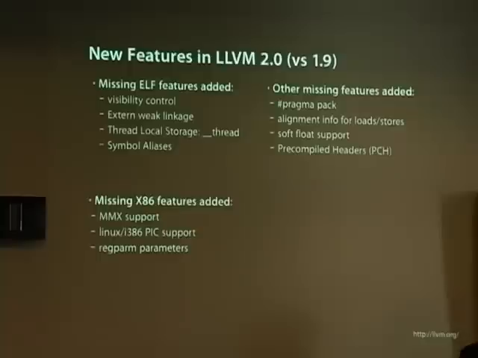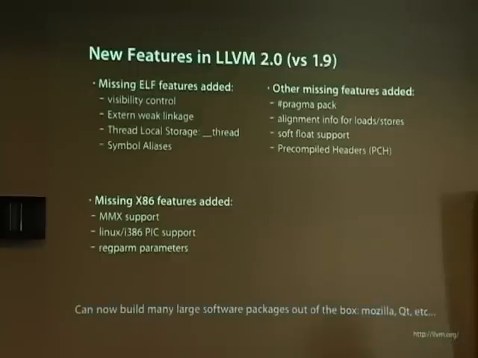There's a bunch of other miscellaneous things, for example, pragma pack, soft float support for targets without FPUs, pre-compiled header support, other features like that. These are basically key features that GCC has supported for a long time. This is fleshing out the feature set of LLVM to make sure that people can download and compile random stuff, right? And it works.